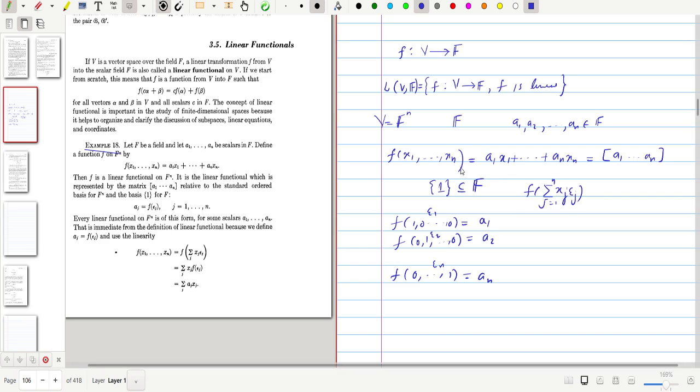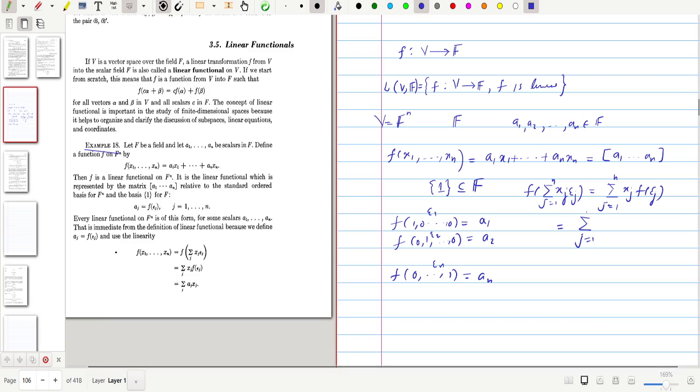Now this is our f of (x1, x2, ..., xn). Then this is nothing but the summation, j equal to 1 to n, of xj f of epsilon j. Because f is a linear transformation, you can distribute it over the xj epsilon j. That is the same as the summation over j of aj xj, the summation j from 1 to n of aj xj. Okay, this is the definition, in the summation form.